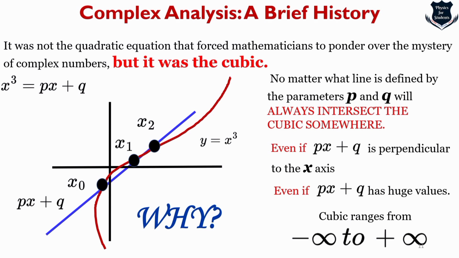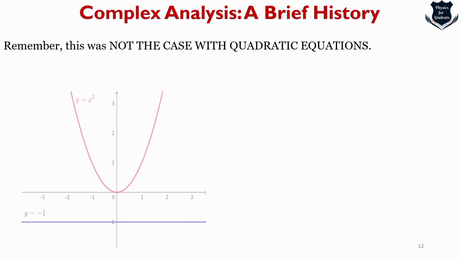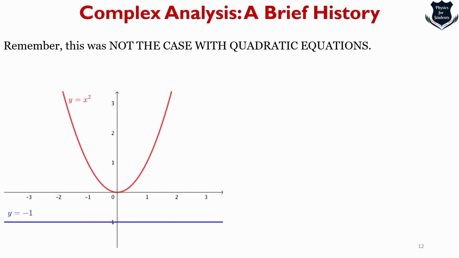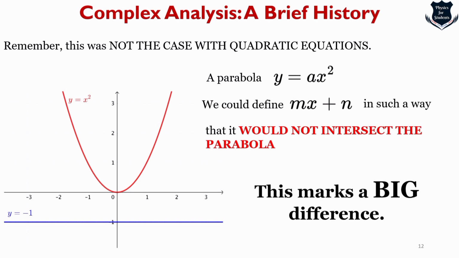So the first thing is that no matter what line you define, p and q will intersect the cubic somewhere. Even if px plus q is perpendicular to the axis, and even if px plus q has huge values, it will always intersect because cubic ranges from minus infinity to plus infinity. Again, here is an important point: this is not the case with quadratic equations, because when we plotted the quadratic equations, we could get a line y equals minus 1 which lies in the negative quadrant. So for the parabola y equals ax squared, we can define mx plus n in such a way that it would not intersect the parabola, and the left hand side illustration shows that. So this marks a big difference.